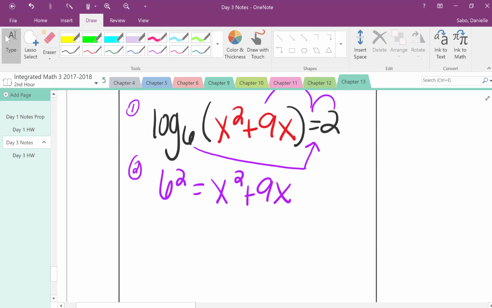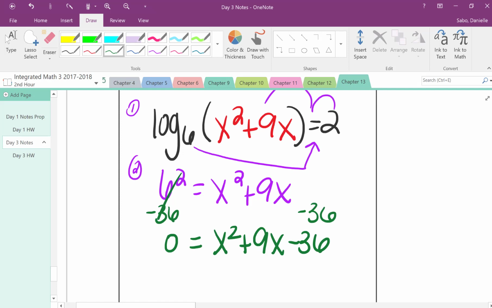Oh yes, this is where the factoring comes in. Because look, I have a squared term, I have a linear term, just one, and I have a number. Whenever you have that, you have to factor. So I have to subtract the 6 squared over. What is 6 squared though? 36. So I'm technically going to subtract 36 over, and that will cancel. I get 0 equals x squared plus 9x minus 36.